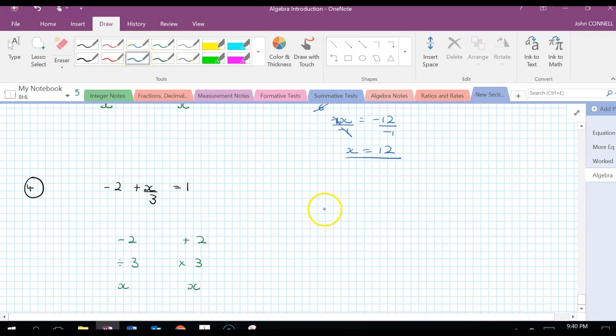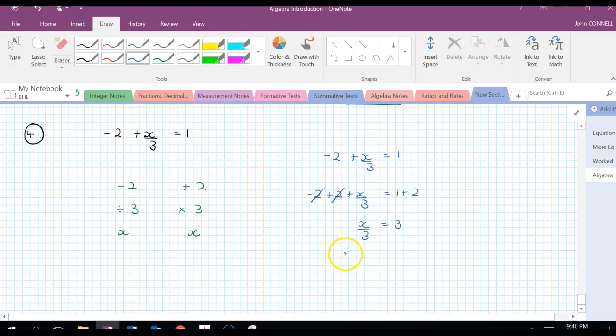So in this case, minus 2 plus x on 3 is equal to 1. The sign in front goes with the term, so this is going to be plus 2. But don't worry about the plus there because that's part of the x on 3. So it's going to be plus 2 x on 3 equals 1 plus 2. That's going to cancel out, giving me x on 3 is equal to 3. So then I multiply by 3, so it's x on 3 times by 3 is equal to 3 times 3. That cancels the 3's there, and so x is equal to 9.